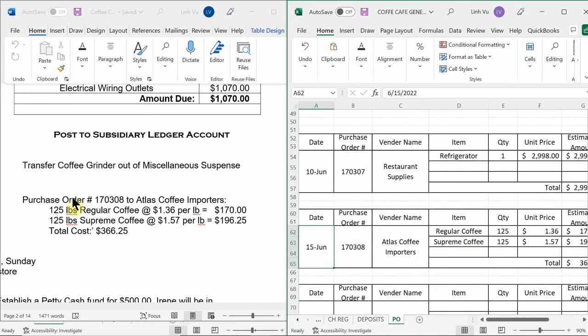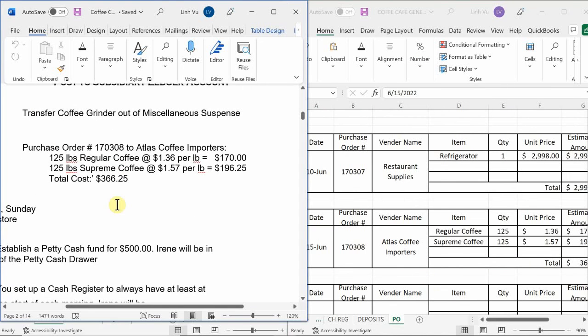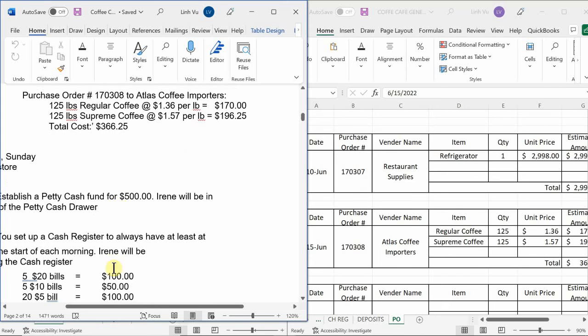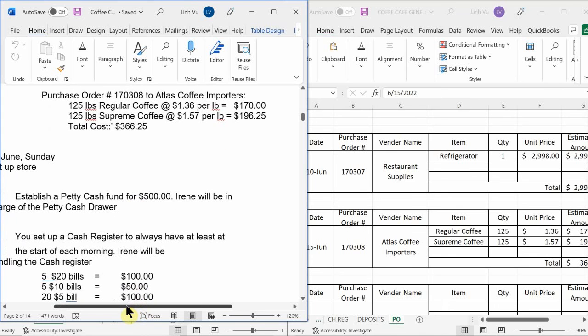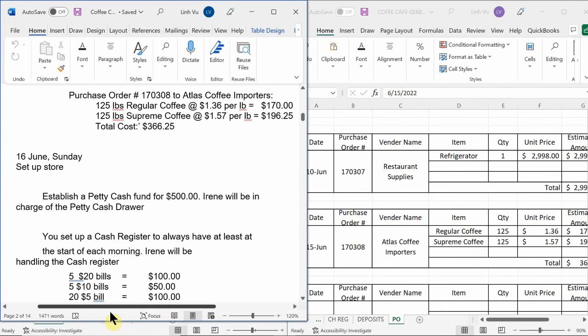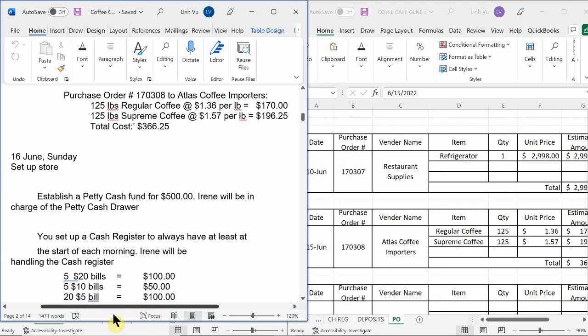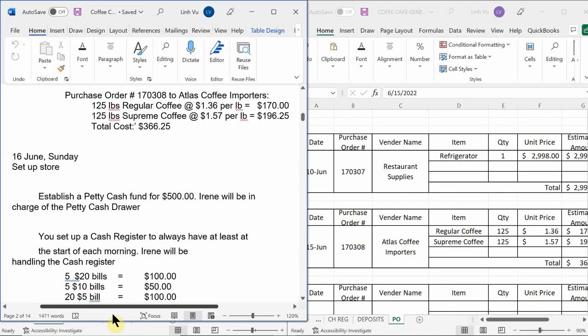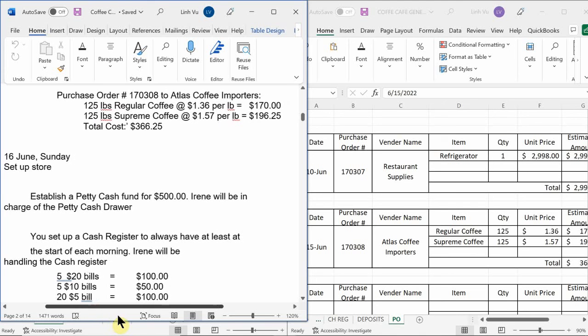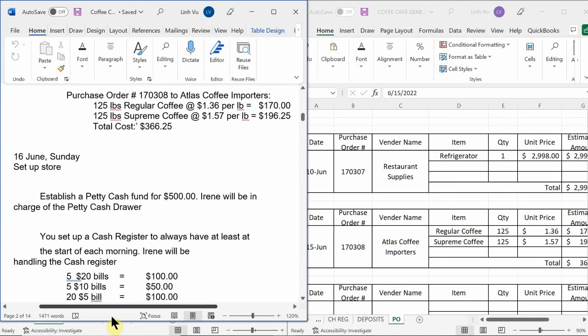All right. So that was it for Saturday. So Sunday, let's see what happened here. I guess we could do both of them. They're not going to be that long. Okay, so we're going to need these two transactions. Now it's Sunday, the next day, June 16. We're still setting up our store.